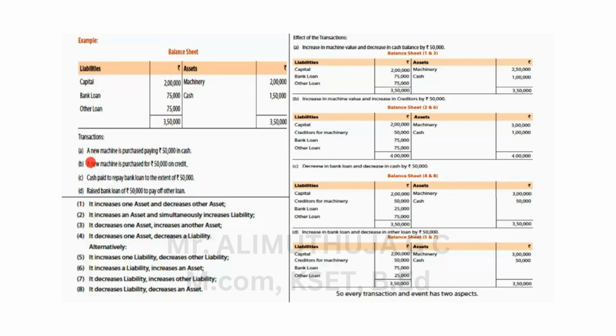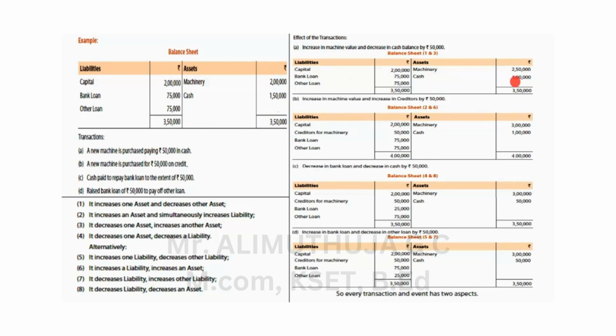Transaction A: a new machine is purchased paying rupees 50,000 in cash. The effect is an increase in machine value and a decrease in cash balance by rupees 50,000. If you look at the old balance sheet, machinery is 2 lakh. Now you purchased machinery worth rupees 50,000, therefore 2 lakh plus 50,000. Now it became 2 lakh 50,000 rupees. Whereas since you paid cash, it was 1 lakh 50,000 in the old balance sheet.